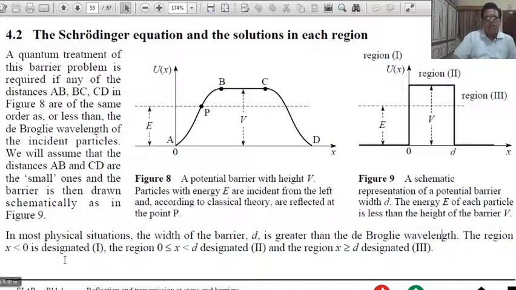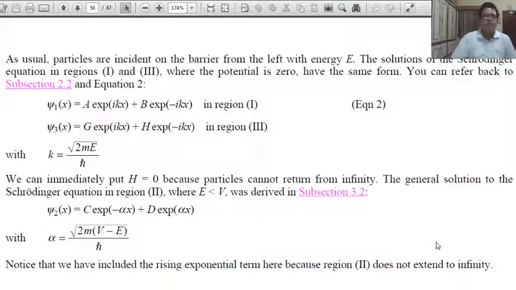The region x less than 0 is the first region, between 0 and D is the second region, and the third region is x greater than or equal to D. Here you just notice the point that the equal sign is here. As usual, particles are coming from the left.